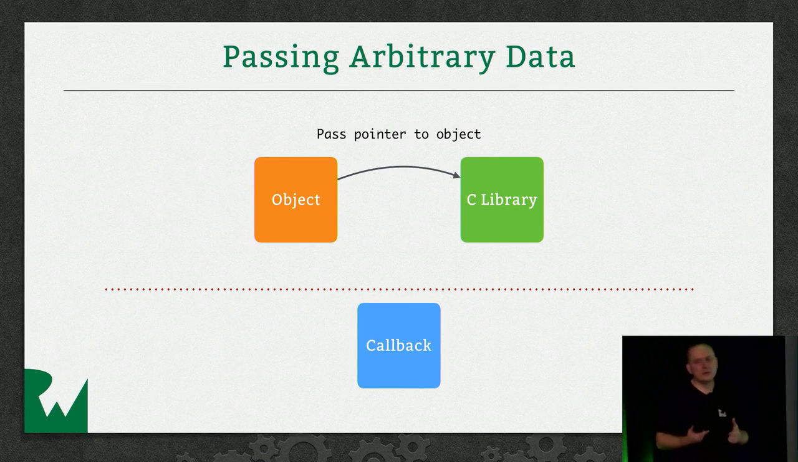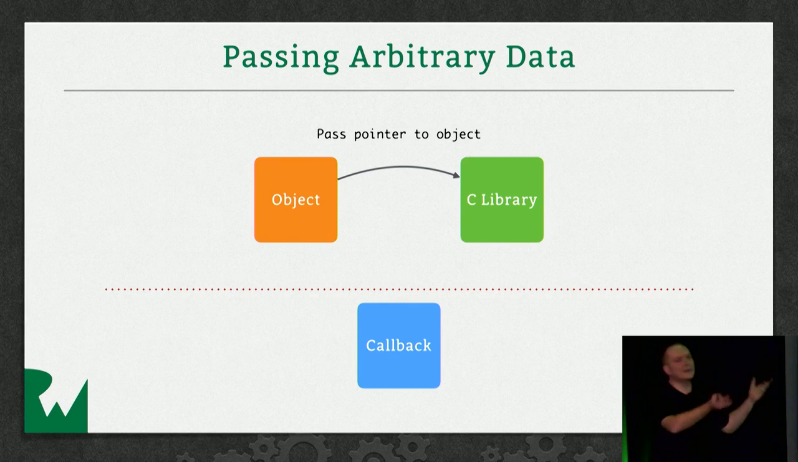This is another common C programming design pattern or paradigm. You will often find that any C function that expects a function pointer to be used as a callback will also have a void pointer, which is a pointer to anything, where you can pass in some arbitrary data that you want to then be passed back to the callback.